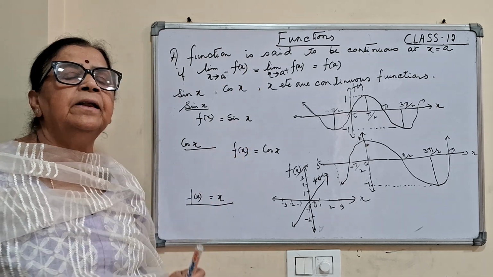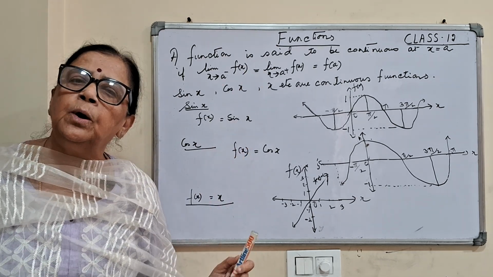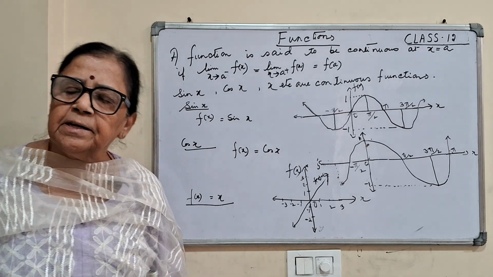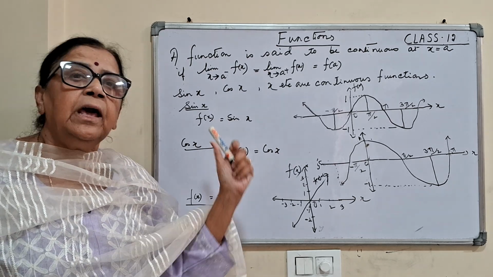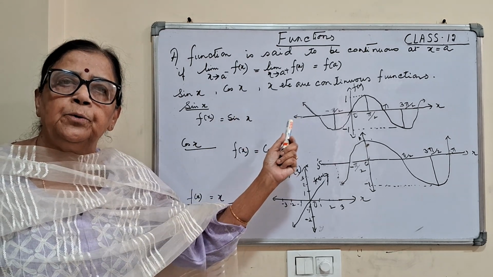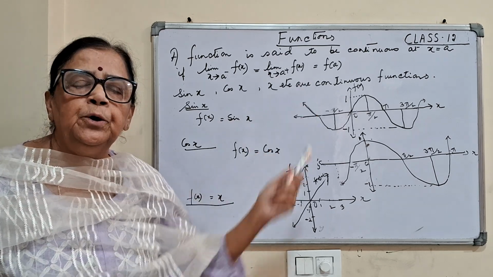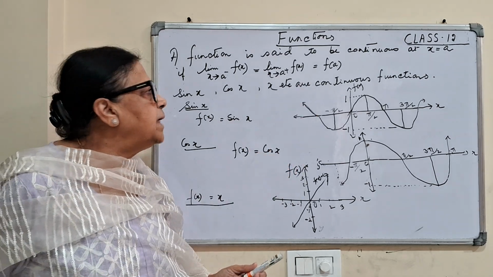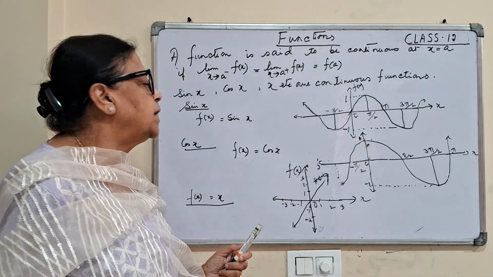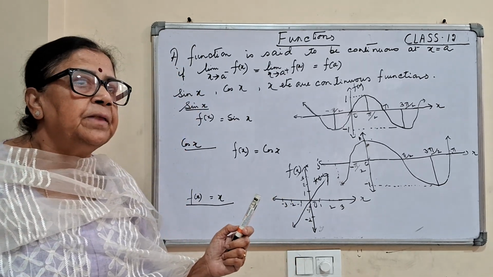Suppose the left hand limit is not equal to the right hand limit, then it is not continuous. If the left hand limit is equal to the right hand limit but not equal to the functional value, then it is also discontinuous.